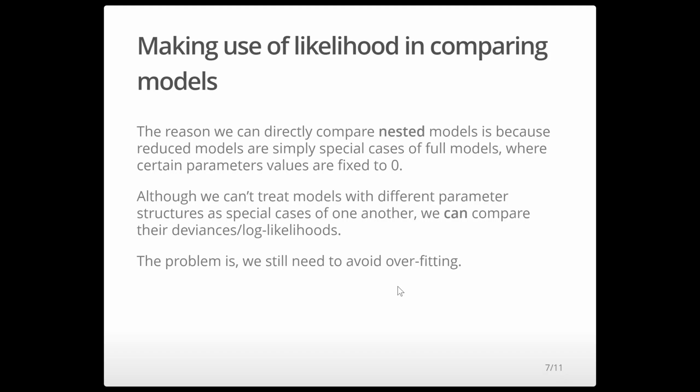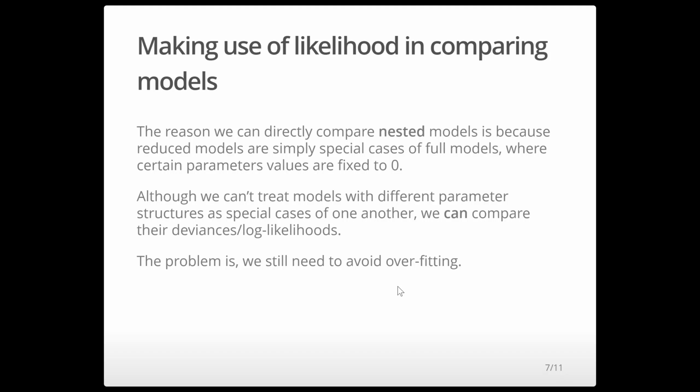Well, when we compare nested models, what we're doing is comparing special cases of the same model, really. So let's say you have a model with 3 predictors, and you fix one of those predictor parameters to 0. Now you have the same model, except you fixed one of the parameter values, and you can compare what happens when you fix one of those parameter values to 0. That's what we're doing when we compare nested models. We're treating the reduced model as a special case of the full model, and so we can directly compare how well they perform.